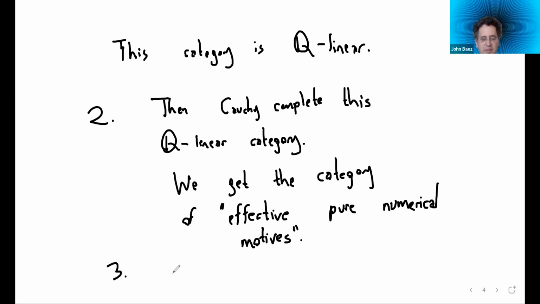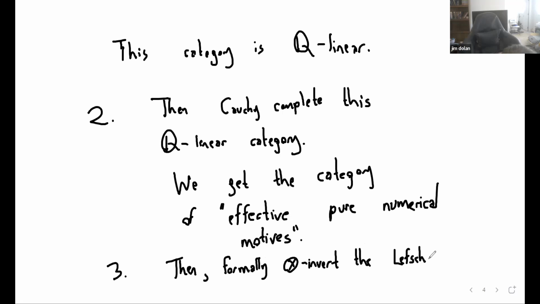Okay, so let me tell you the third step. That's interesting. Yeah, go ahead. So then, formally, we tensor-invert the Lefschetz motive. Okay, I'm going to stop and think about that.